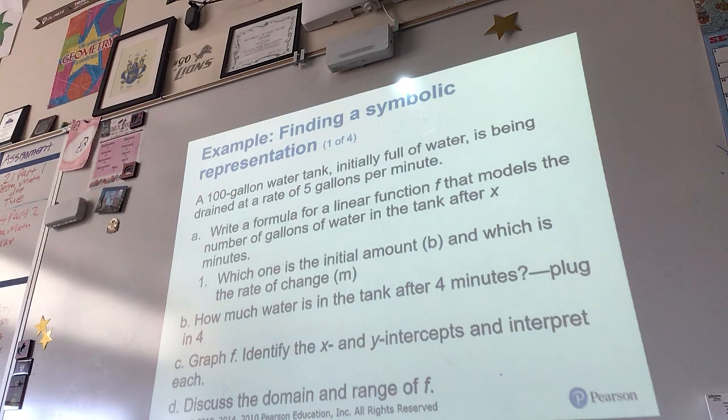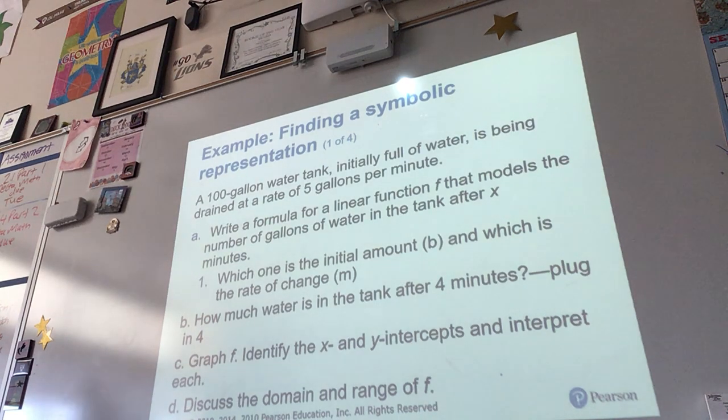It's got 4. First, it wants us to write a formula. Second, it wants us to calculate how much water we would have after 4 minutes. Third, it wants us to graph the situation. And fourth, it wants us to talk about domain and range. So first thing we need to talk about is, what is the formula for this problem? Well, we have a rate of change, and we have a starting amount. Let's talk about the starting amount first.